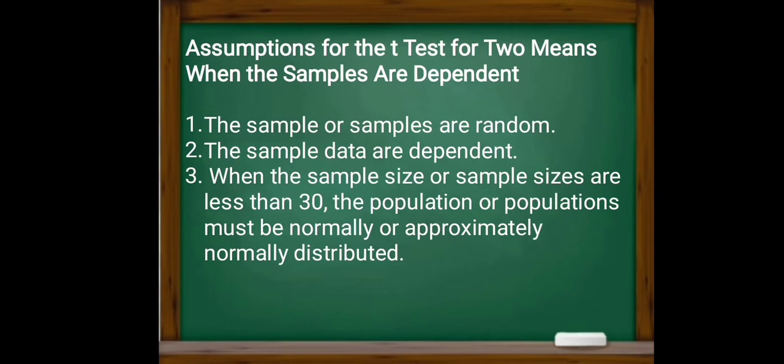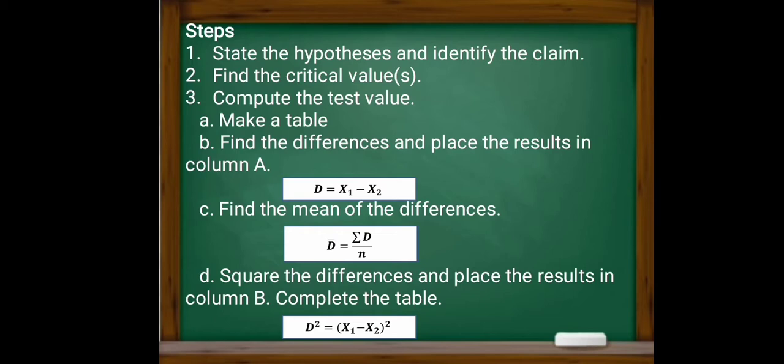Here are the assumptions for the t-test for two means when the samples are dependent. First, the samples are random. Second, the sample data are dependent, of course. Third, the sample size is less than 30. Take note, it is less than 30 since it is a t-test. And the populations must be normally or approximately normally distributed.